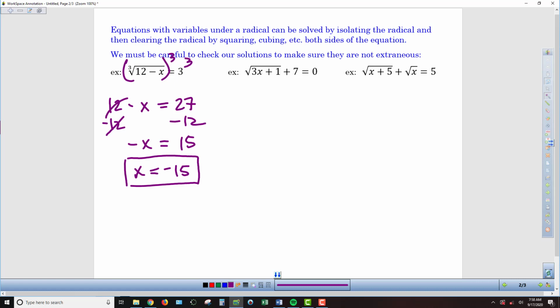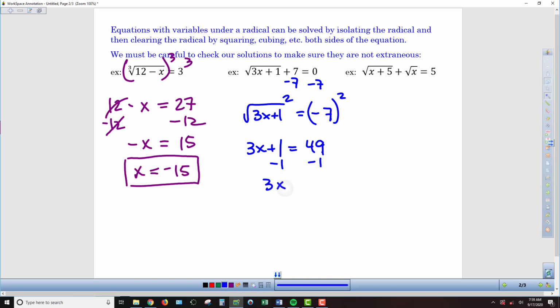In the second example, we're going to have to do a little work before we square both sides, because we cannot just square the individual pieces, we're squaring the entire side. So before we can do that, we have to isolate the radical, and then we can square both sides. So if I subtract 7 from both sides, we get the square root of 3x plus 1 equals negative 7. Now we square both sides, and so we get 3x plus 1 on the left, and we get 49 on the right. So far so good. And then going to subtract 1 from both sides. 3x equals 48. We can then divide both sides by 3, and we get x equals 16.